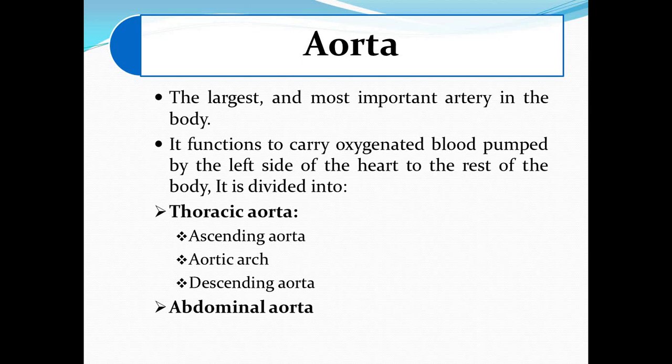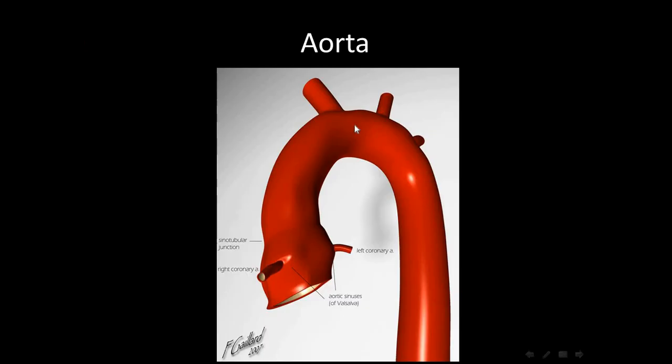Anatomically, it's divided into thoracic aorta and abdominal aorta. In the thoracic portion, we have the ascending, the arch, and then the descending. So this is how the thoracic aorta looks. These are the aortic sinuses, in which the coronary arteries are coming from. Then this is the arch, including the three branches in the normal population. Then the descending.